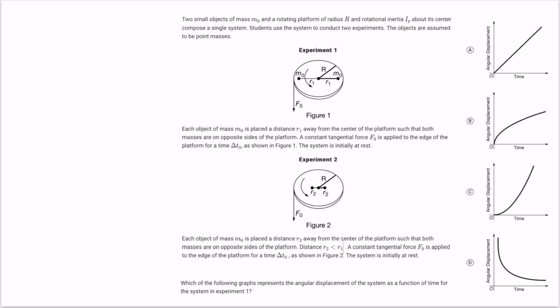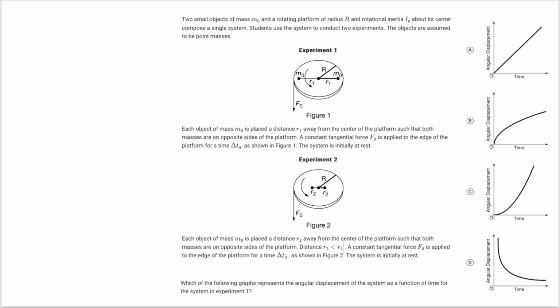For experiment 2, each object of mass m0 is placed some distance r2 away from the center of the platform, such that both masses are on opposite sides of the platform. r2 is less than r1, and a constant tangential force is applied to the edge of the platform for a time delta t, as shown in figure 2. So experiment 2 is a little bit different from experiment 1, but in both situations we have a constant tangential force being applied so that the disk should be experiencing angular acceleration. But the question doesn't even care about experiment 2.